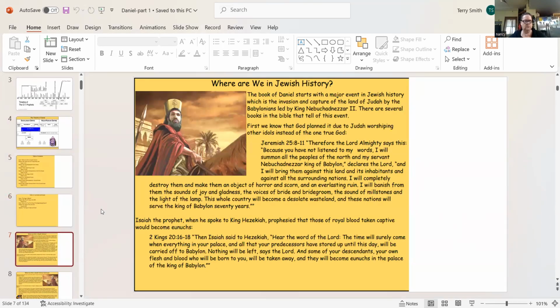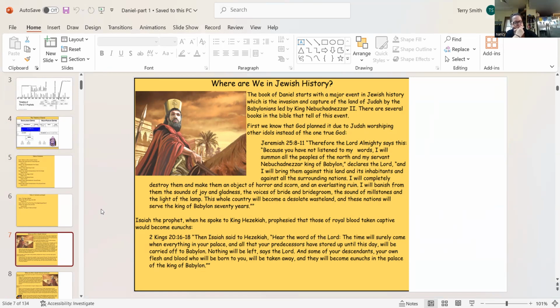Okay, so I wanted to get into where we are in Jewish history, because there's so much that was involved in the Old Testament prior to Daniel that tells us about what's going to happen in Daniel. And so we really need to kind of set the scene. The book of Daniel starts with a major event in Jewish history, which is the invasion and capture of the land of Judah by the Babylonians, led by King Nebuchadnezzar II.